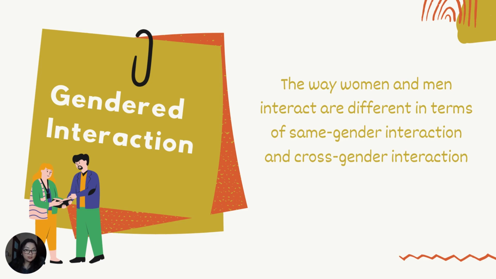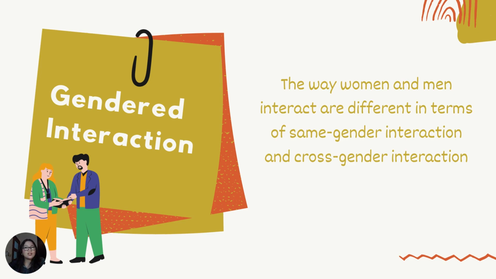When men interact, they take longer turns. It's like a hierarchical interaction where one man tends to speak more than the rest, and there are fewer back channels produced.